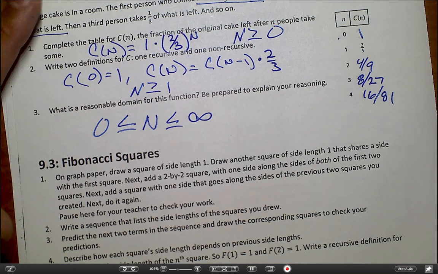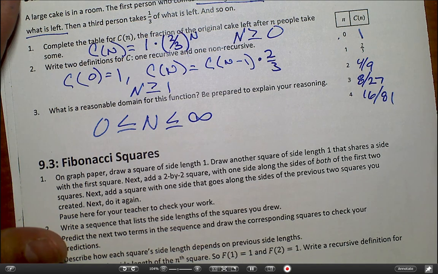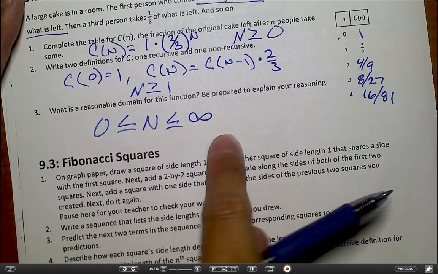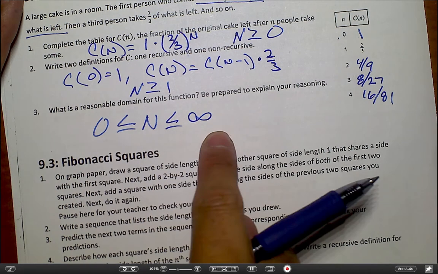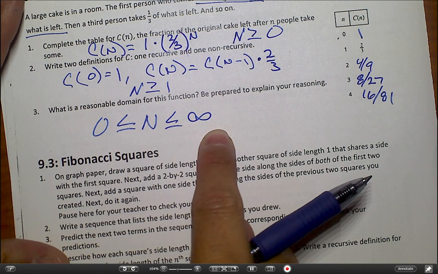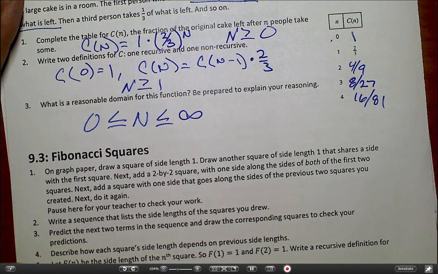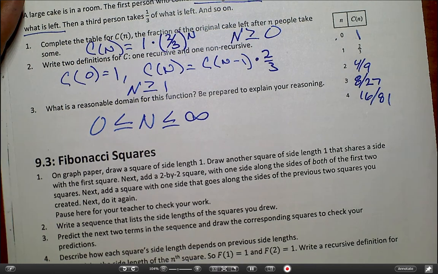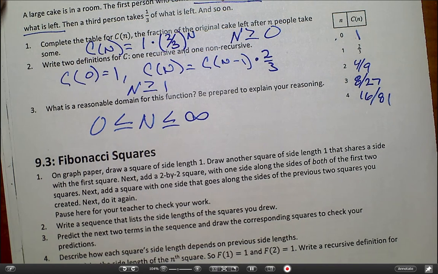Because no one's ever going to take that last piece, are they? They're not taking that whole last piece. They're taking chunks off of it. They're not taking the whole last piece. And so what we're doing here is, theoretically, it goes to infinity. Yes? Okay, good.